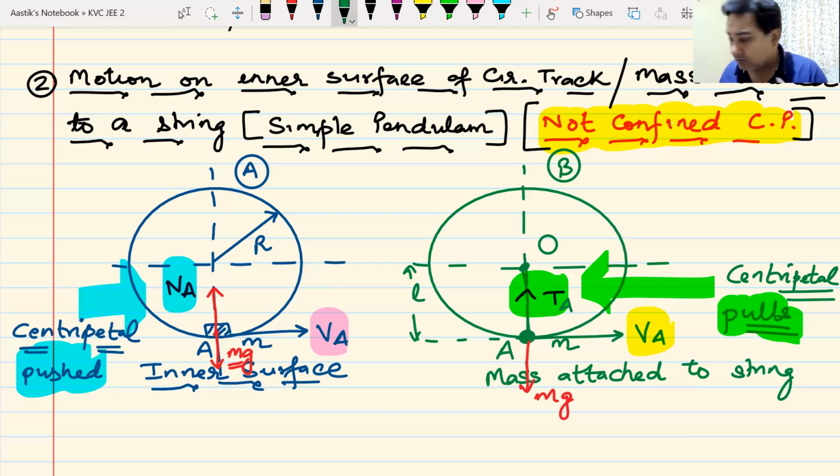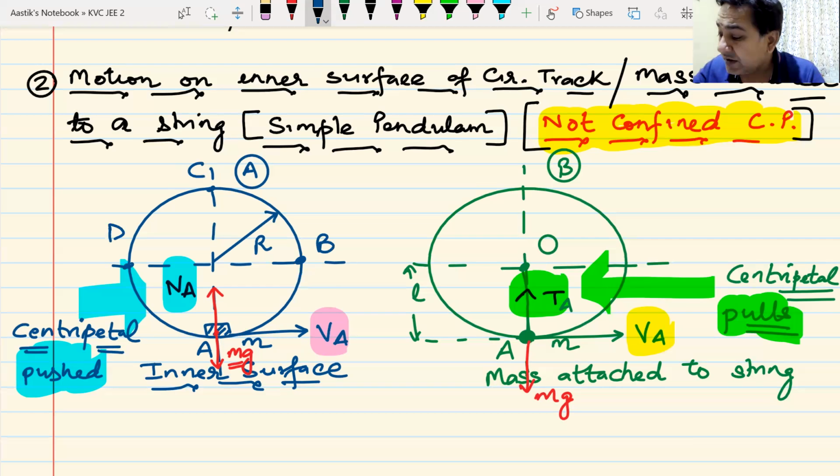Okay. So let us now just use one diagram, whether it is the inner surface of a circular track or a mass attached to a string, both are similar. Now, we have to mark some important points in this entire motion. One is point A. Oops, wrong color. I must use blue. One is point A, which is the bottommost point. One is point B, which is sort of midway. The other is point C, which is the topmost point, and the last one is point D, which is on the other side.